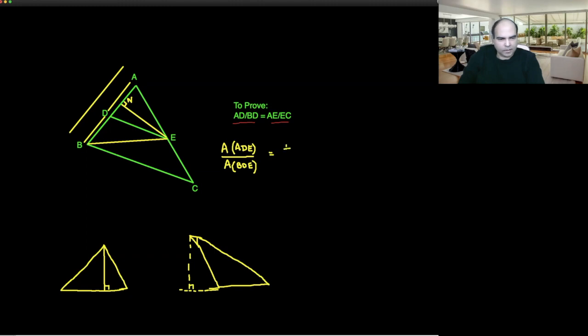So half base into height: half AD into EN upon half BD into EN, that's the ratio of the areas of ADE and BDE. So the EN will cancel as well as the half will cancel. So what you have done with this step is you have converted the ratio AD by BD into the ratio of the areas ADE by BDE.